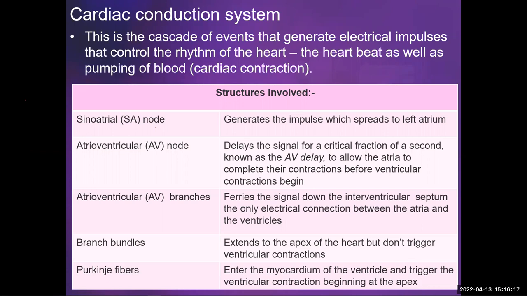This constant contraction. Now, it's very important that all the cardiac muscle cells or cardiac muscle fibers contract at the same time. What would happen if they didn't contract at the same time, if they all were doing their own business? Well, if they were all contracting at different times, the heart would quiver.